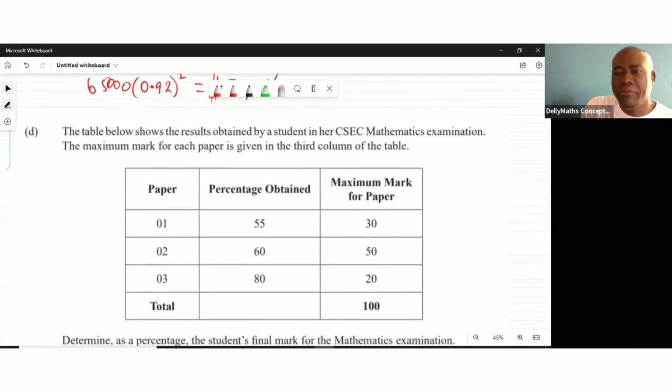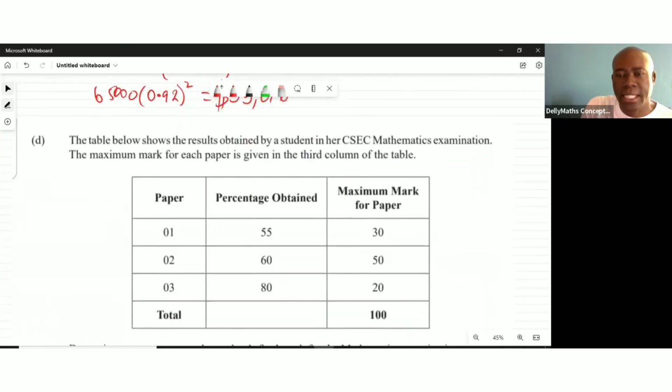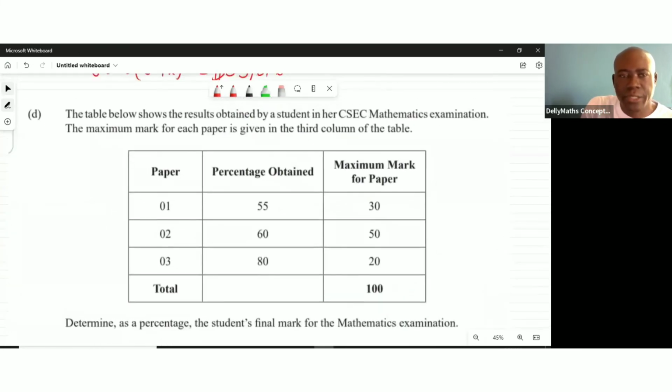Let us finally go on the last question at number 1 for that year. It says below shows the results obtained by a student in her CXC mathematics examination. The maximum mark for each paper is given in the third column of the table. So these are our max. Papers are being marked out of 30, out of 50, out of 20. And then finally, out of everything, we see 100.